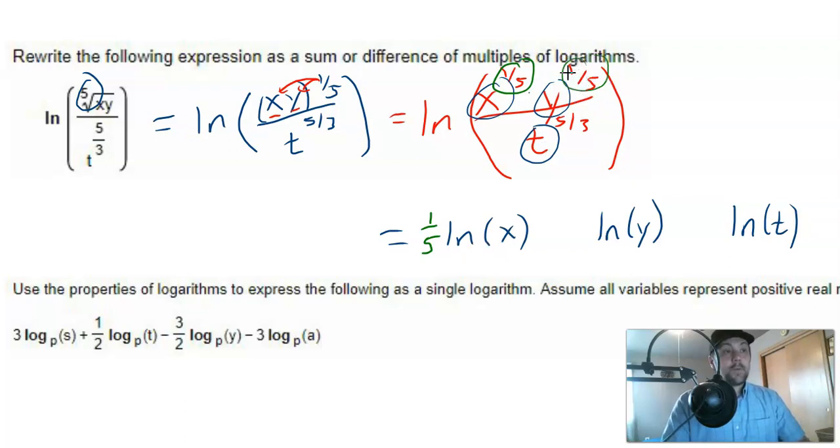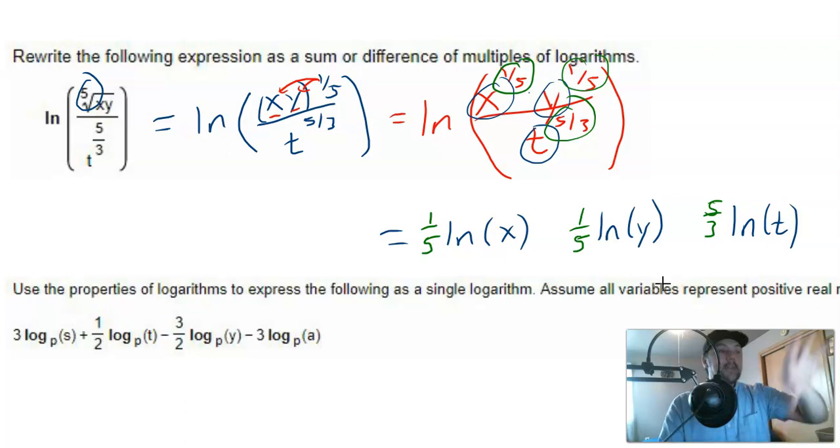This power of 1/5 on the y will go in front of the logarithm containing y. This power of 5/3 on the t will go in front of the logarithm containing t. Right, so each exponent will go down in front of its individual logarithm that was created for that particular base. I don't know if I'm describing that very well, but hopefully you can see the pattern here. So each exponent goes in front of each individual logarithm.